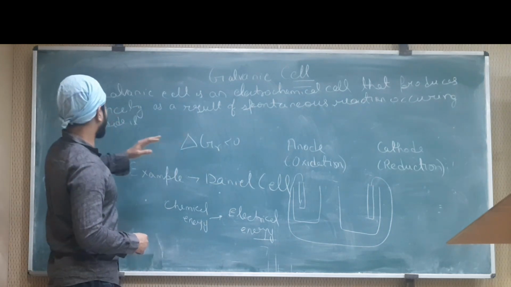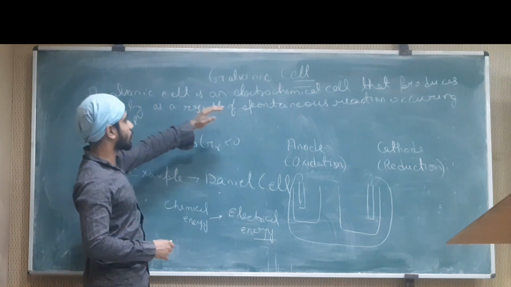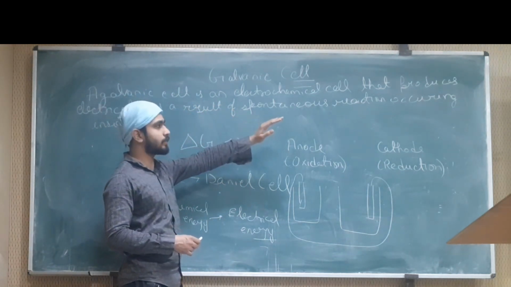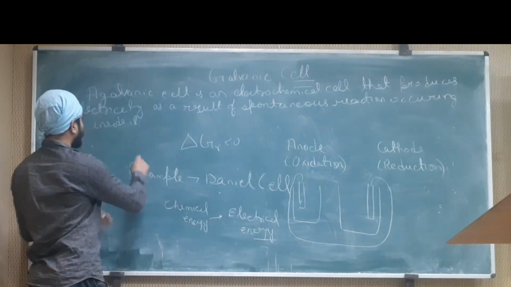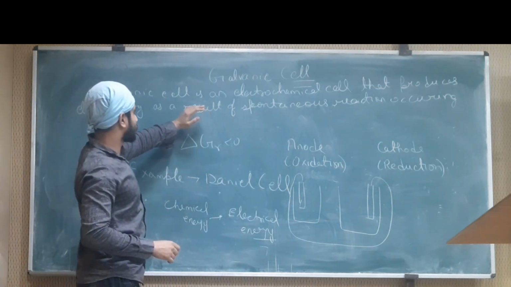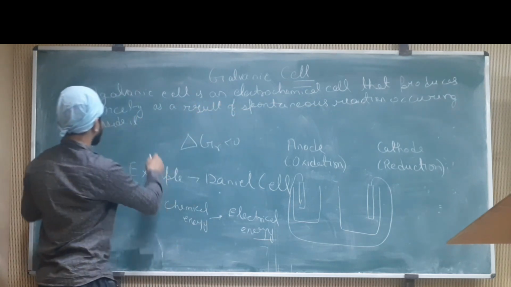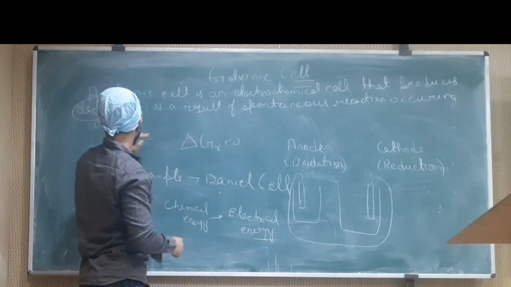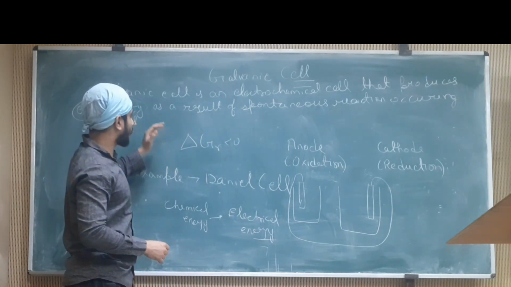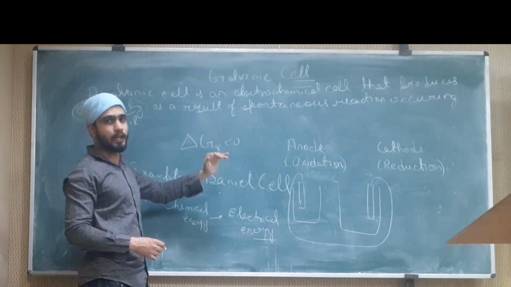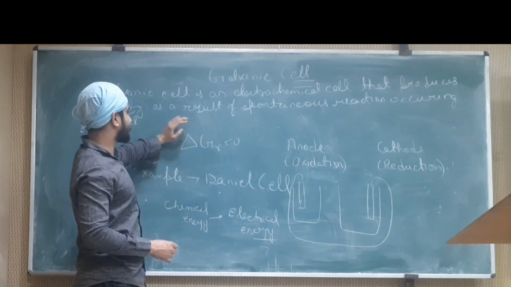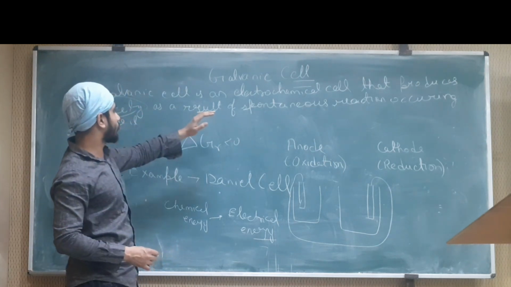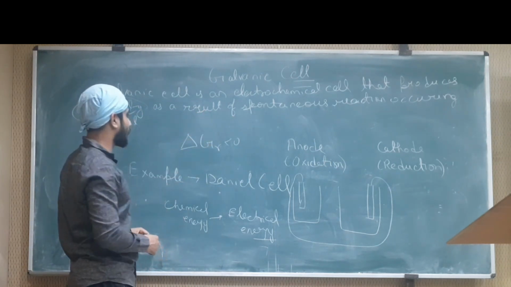A galvanic cell is an electrochemical cell that produces electricity as a result of a spontaneous reaction occurring inside it. So what it says is that it produces electricity as a result of a spontaneous reaction occurring inside it. As we know, it converts chemical energy to electrical energy. It is the same definition.